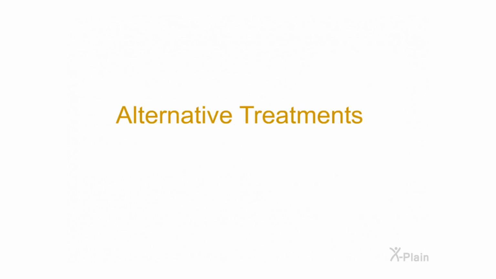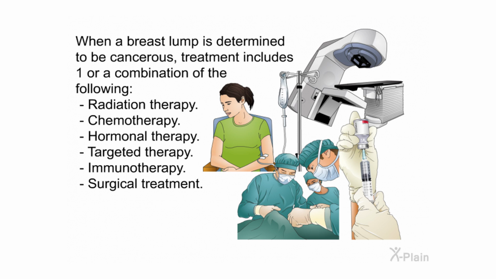Alternative treatments. When a breast lump is determined to be cancerous, treatment includes one or a combination of the following: radiation therapy, chemotherapy, hormonal therapy, targeted therapy, immunotherapy, surgical treatment.